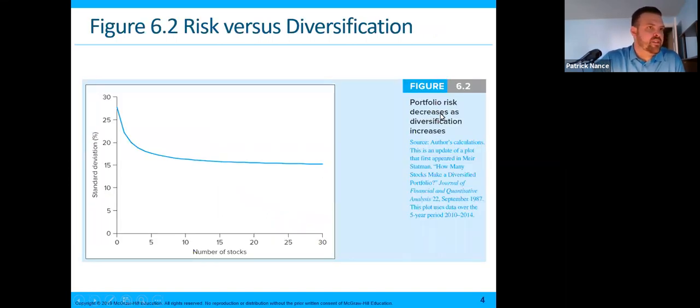So portfolio risk decreases as diversification increases. You can see as I gain more and more stocks, the less deviation I have from what I think the returns are going to be, whether it's stocks or bonds or whatever I'm investing in, equities of some kind, debt or equity. It will flatten out and effectively make my investments swing and change less and less the more diversified I am.